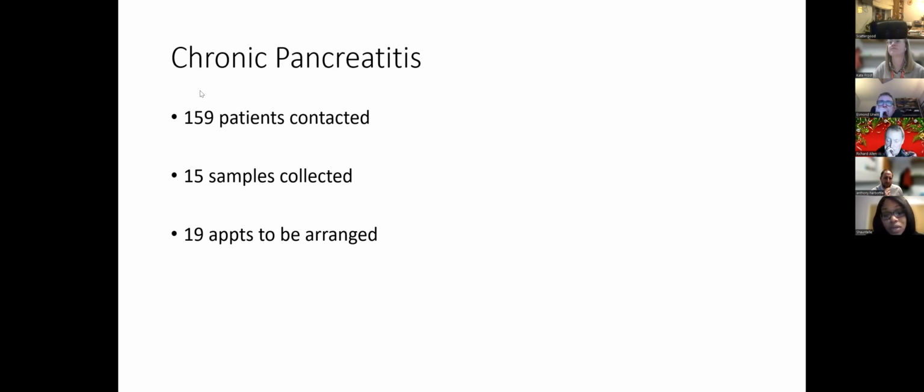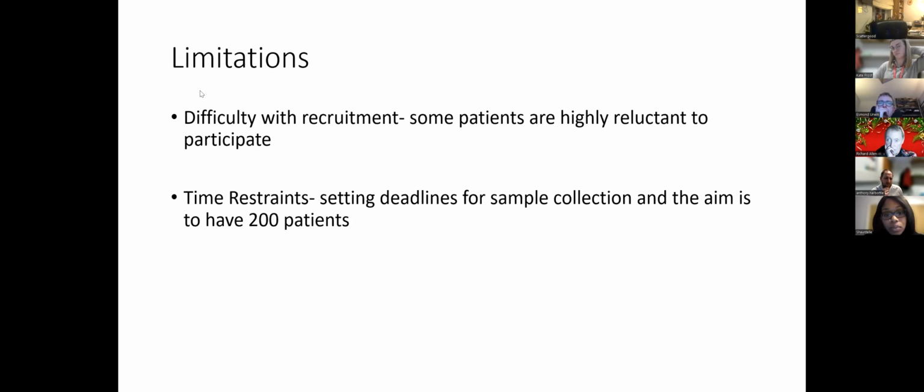So that is one of our limitations. Limitations: difficulty with recruitment, and some patients are highly reluctant to participate. And then time constraints, because we have to get a certain number of patients so that it can be a true reflection of patients with chronic pancreatitis and what we can actually expect from these patients. We only have a specific deadline in which to achieve this number of patients. I think that's about it. Any questions?